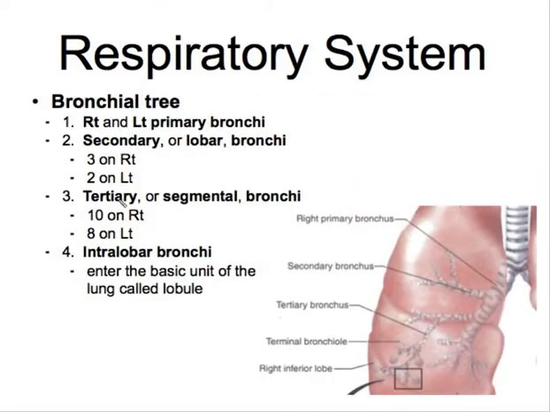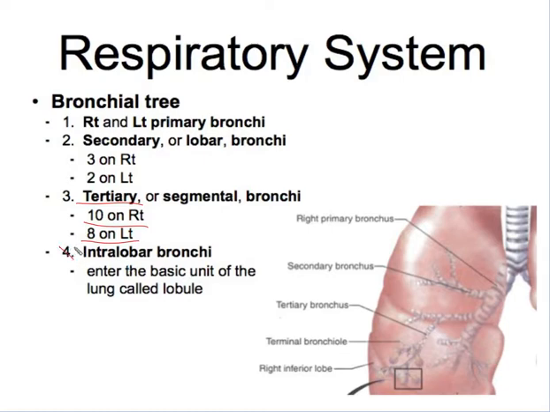After the primary and secondary, we go into what are known as tertiary bronchi, or segmental bronchi. I call them tertiary. You have 10 of these on the right side because, again, you have an extra lobe, and you have 8 on the left side. Beneath that, we have what are known as intralobar bronchi, which enter these things called lobules, which are the basic unit of the lung.